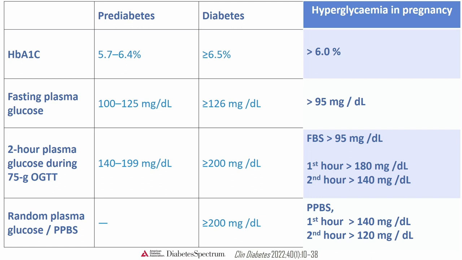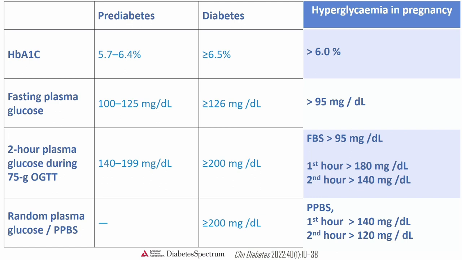And if the patient's fasting blood sugar is more than 95 milligrams per deciliter, or the PPBS 1 hour value is more than 140, or the second hour value is more than 120, we take it as hyperglycemia in pregnancy.